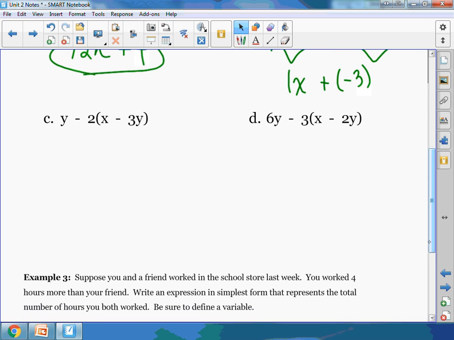All right, now C and D are slightly a different animal here. Now we have some parentheses that we have to deal with. Why don't you give C a shot first? Rather than me telling you how to do it, I want to see what you can come up with.